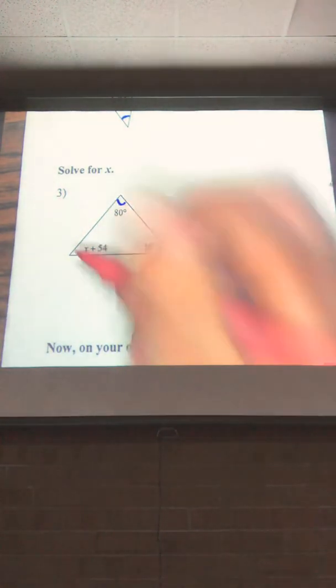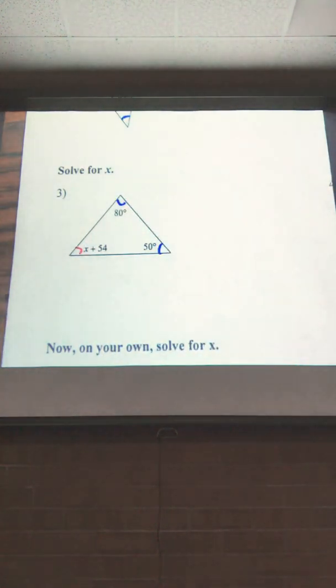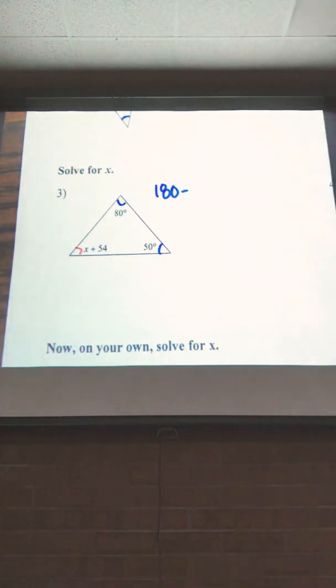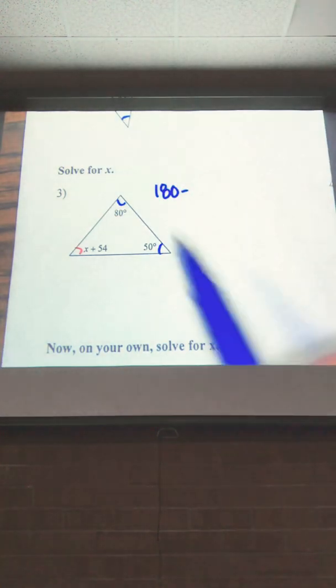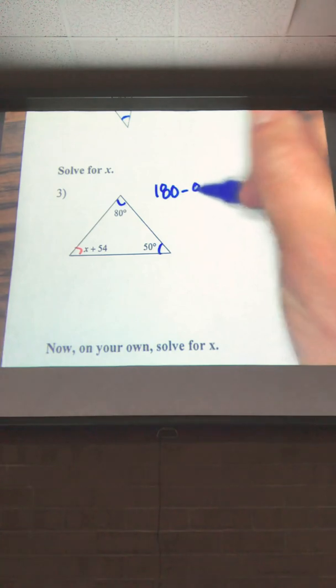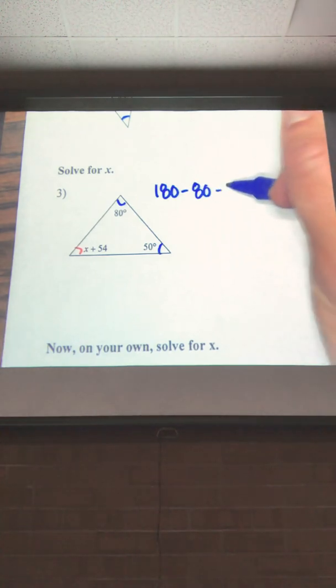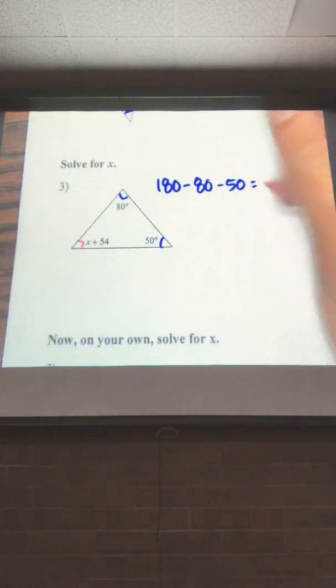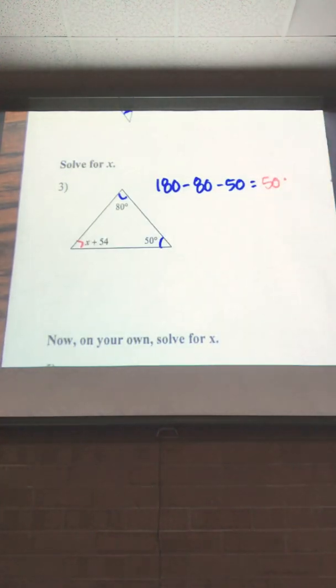We don't know this pink angle still. Okay, we're trying to find that. So let's start off by finding that pink angle the same exact way we did in number 1. A triangle always has 180. So we start with 180 degrees, and we are going to subtract the 2 angles that it gives us. 180 minus 80 minus 50, and we know that that third angle has to be 50 degrees.